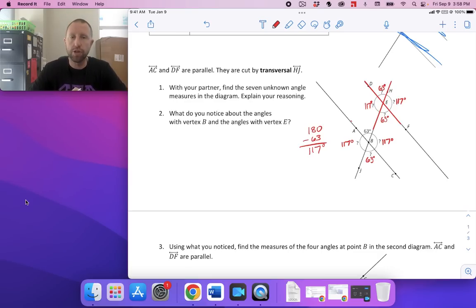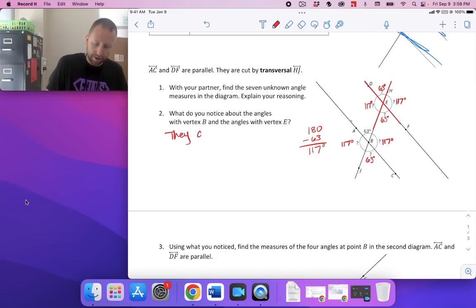For question number 2, it says, what do you notice about the angles with vertex B and the angles with vertex E? I showed you that when I slid up my patty paper, you guys could see it matched up perfectly. The angles are exactly the same. So the angles are the same.